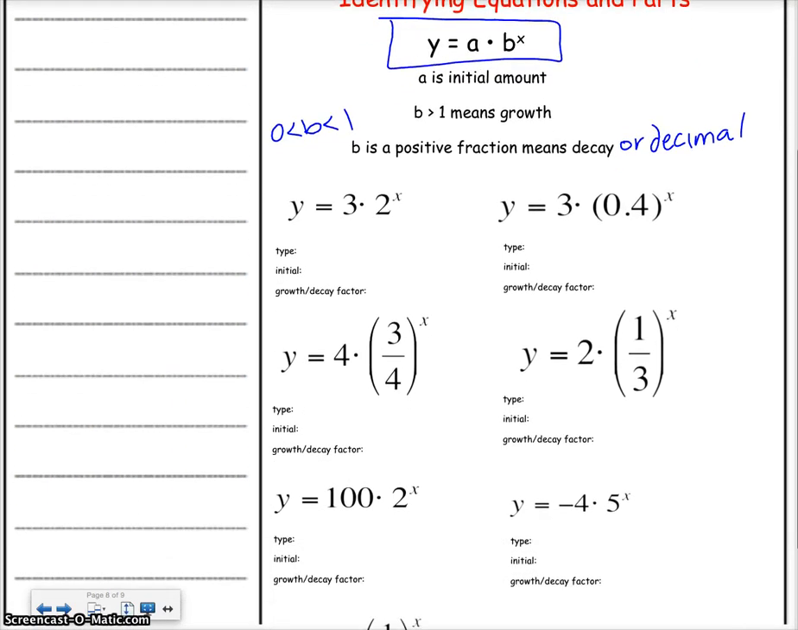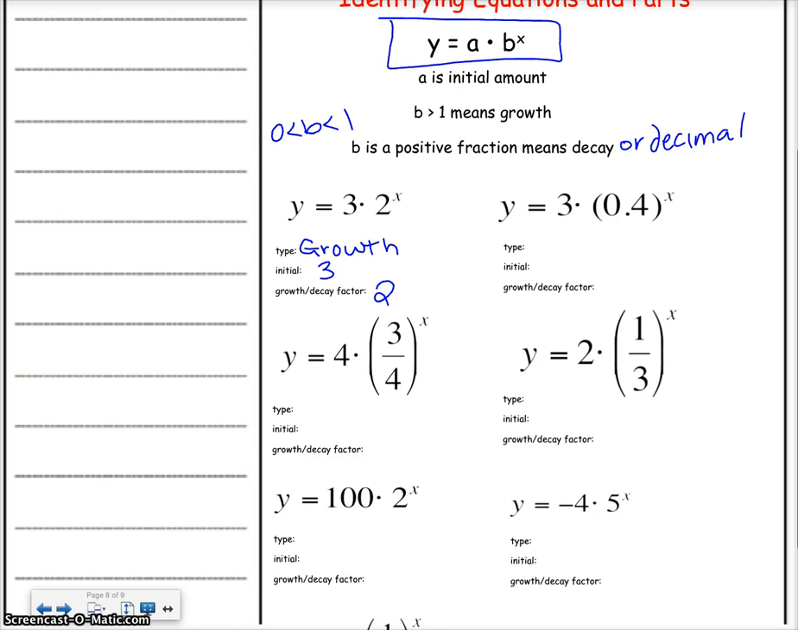The first exponential function is y equals 3 times 2 to the x. Is this exponential growth or decay? Growth, because my b is bigger than 1. What's the initial amount here? 3. And what's my growth factor? 2. You got that in your homework today. It's not bad at all. Oh, that's easy.